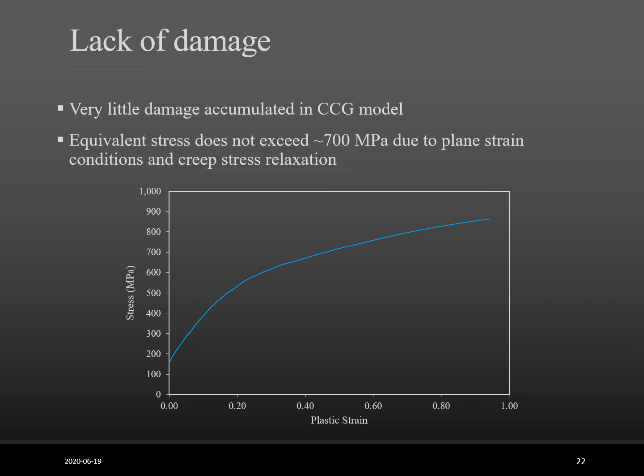Given the stress-strain behaviour of the material, a stress of roughly 750 megapascals would be required to attain this level of strain. The equivalent stresses were suppressed both due to the constraint caused by plane strain conditions and also by considerable stress relaxation due to creep, which meant that the plastic strain required for failure was not reached.